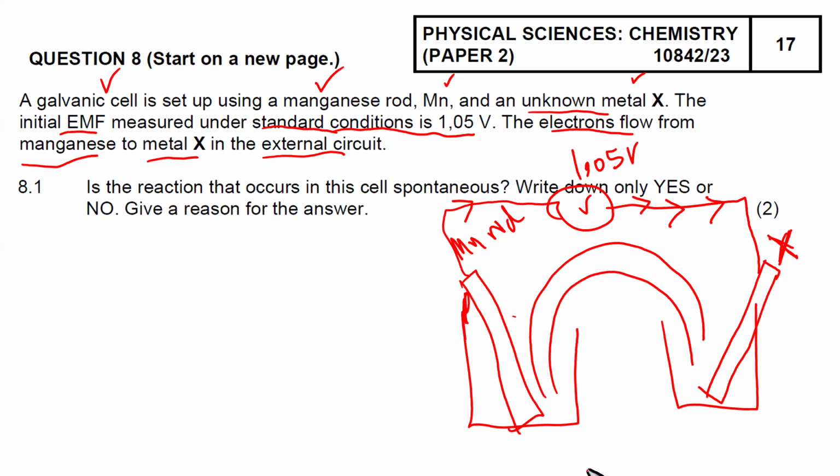The question we're asking is, is this reaction rather spontaneous or not? Is this reaction that occurs in this cell spontaneous? Grade 11s, you learn spontaneous reactions. Is it spontaneous or not? Grade 11s and matrix, we need to answer that question in question 8.